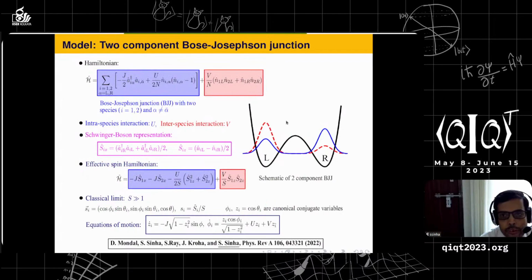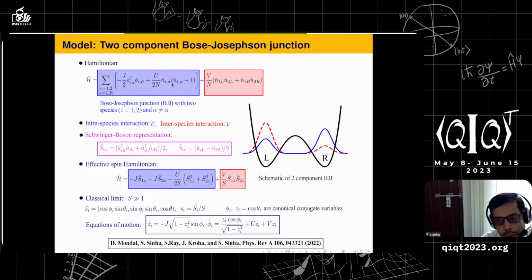So next we also investigated the two-component Bose-Josephson junction. A similar idea can be tested in the two-component system. So here we consider the same type of double well potential, where two different species of atoms are loaded. It can be written in terms of this Hamiltonian. There's alpha, basically the two indices. Alpha is the site index, left and right, and i is basically the different types of bosonic species. So there are two types of interaction also there. One is U, the intraspecies interaction, and the interspecies repulsion is described by V.